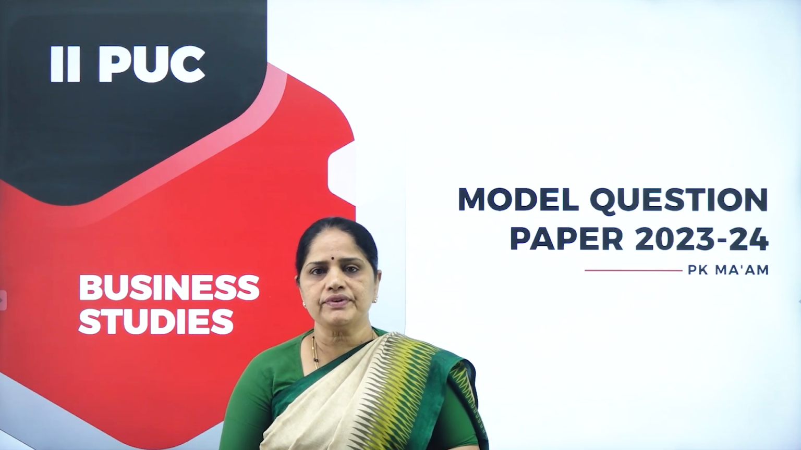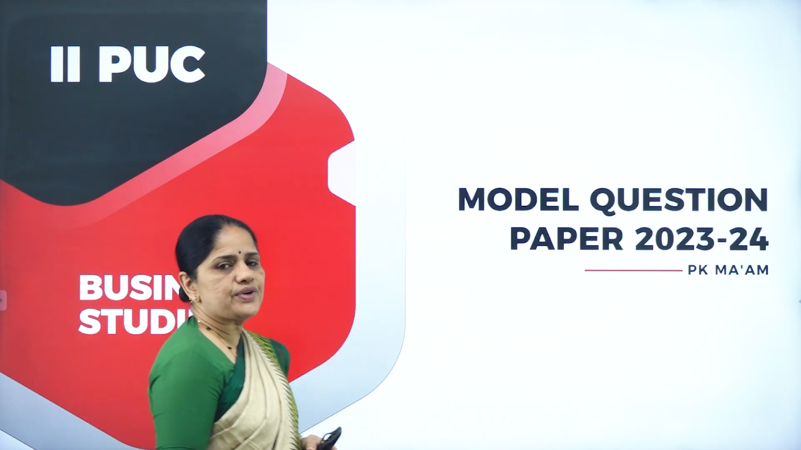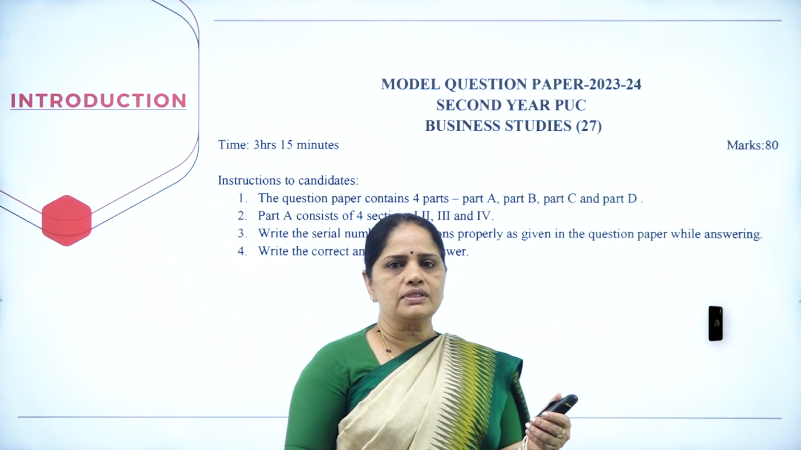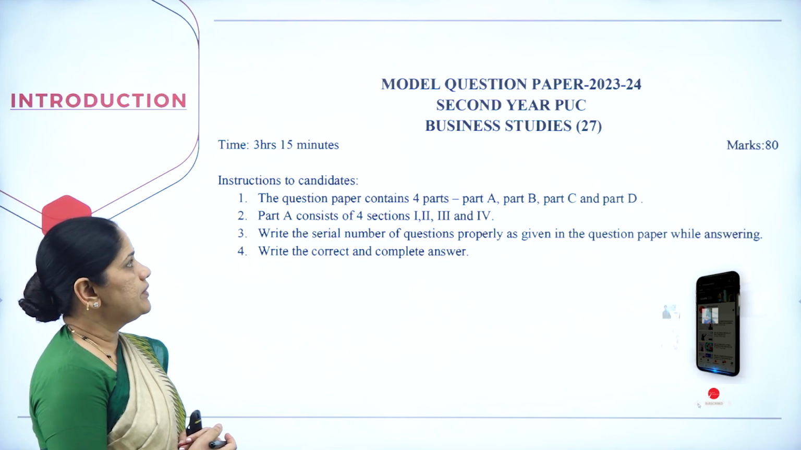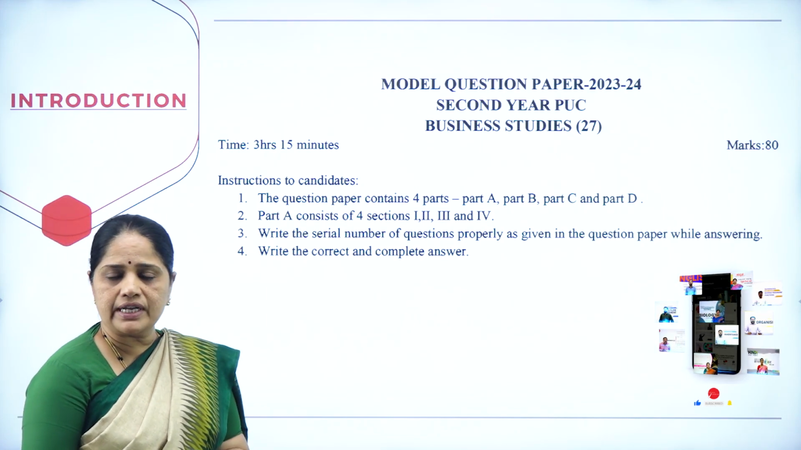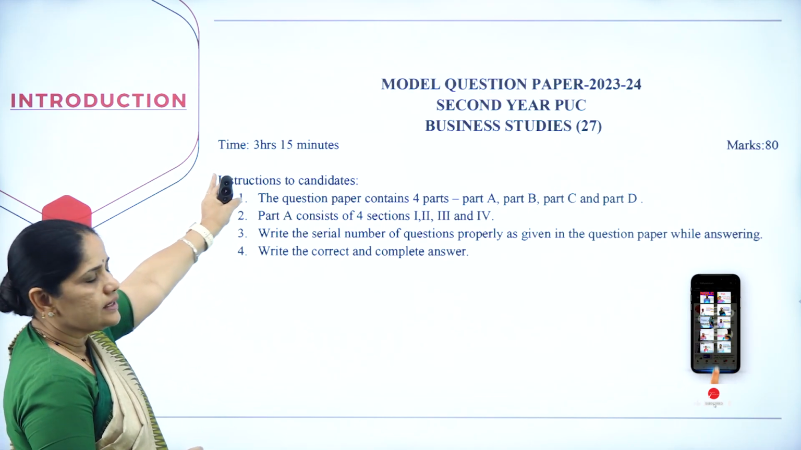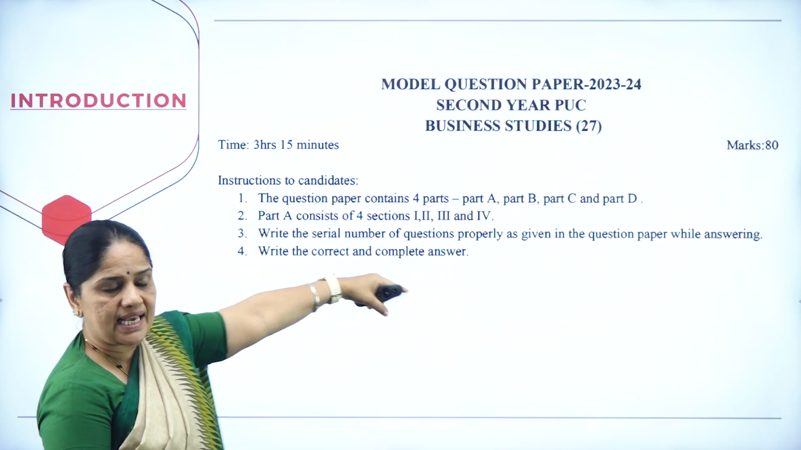In this session, we will be having a discussion on the Model Question Paper 23-24 released by the PU Board. Now let us see what this question paper has. See, this is the Model Question Paper for 23-24 which has been released by the PU Board. Now we have the instructions here. The time limit is 3 hours 15 minutes and the maximum marks is 80.